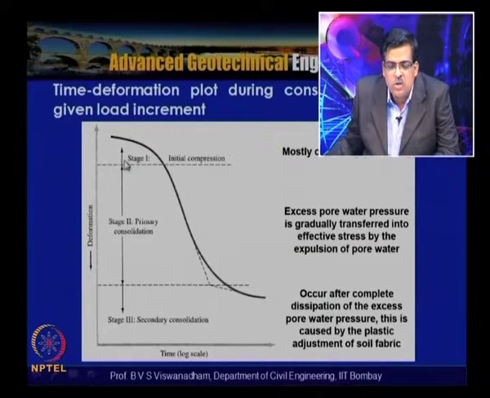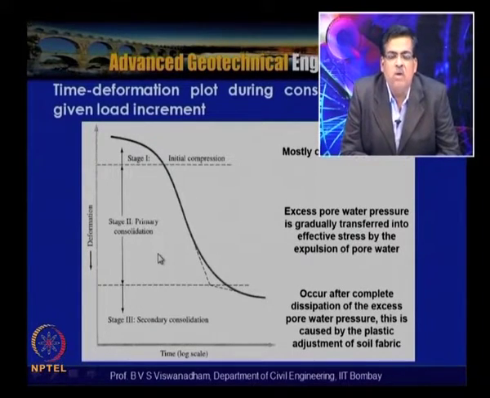So we can see that there are three stages in the process of consolidation. Stage 1, and stage 2, which is the major part, is called primary consolidation. Mostly when we talk about the consolidation phenomenon, stage 1 and stage 2 are considered. And stage 3, the secondary consolidation, for certain types of soils is very prominent, for example peat, and non-linear soils, like municipal solid waste, which undergoes a very high amount of creep. So stage 1, stage 2 and stage 3 are the three stages of consolidation.